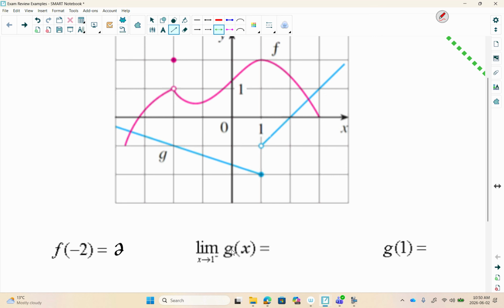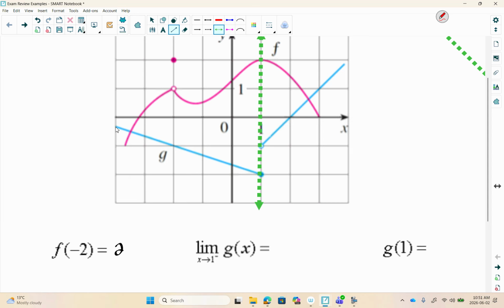The limit as x approaches 1. So here's what I'm going to do. I'm going to take my straight edge. I'm going to put it at an x value of 1. What does this indicate? I'm approaching from the left side. That's right. So this would be the left side. And I'm looking at the blue curve because it's g of x.